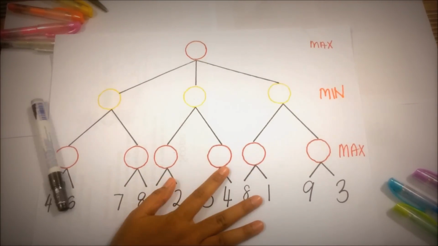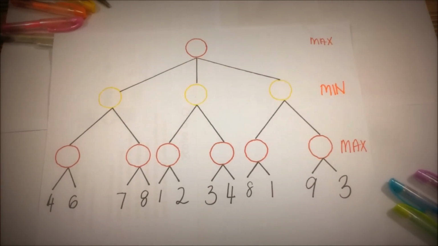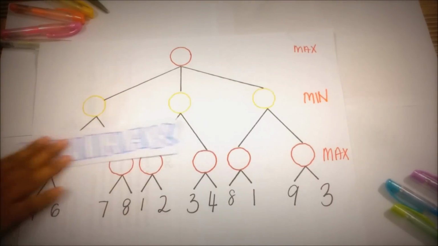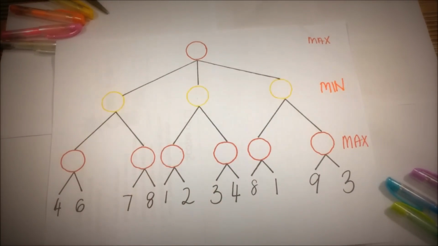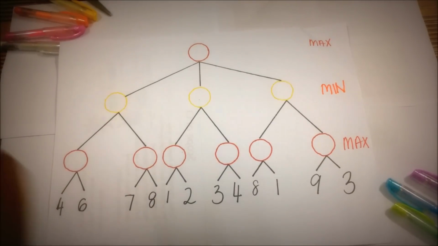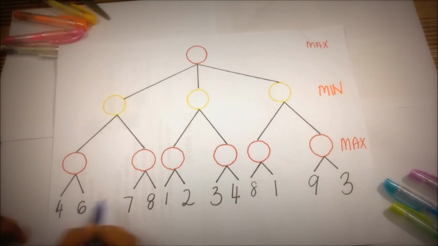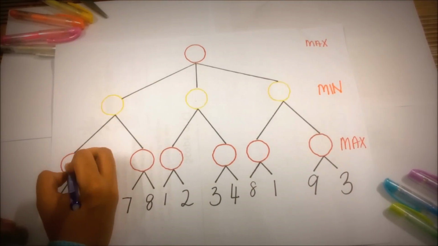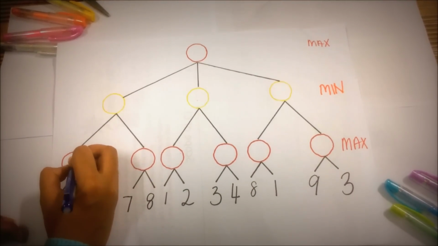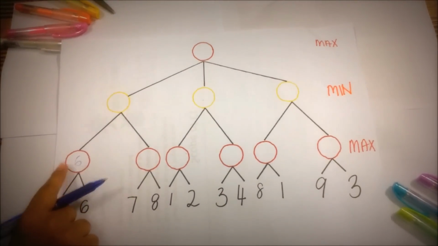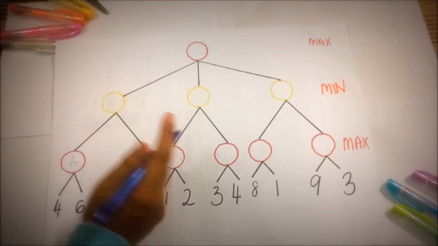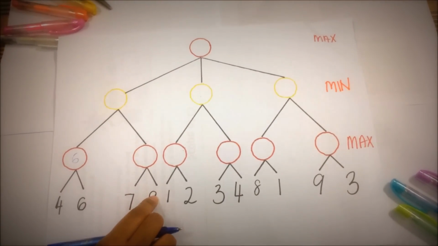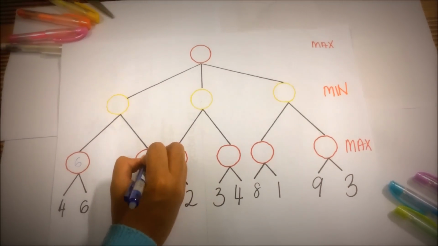Let's start with Minimax first. As we know, a maximum node will take the greater value among its children. For this case, we have 4 and 6. 6 is greater than 4, so we will take the value 6 to be the ancestor. Bear in mind, Minimax uses a depth first fashion. Next, we have 7 and 8. Since 8 is greater than 7, 8 will be the next ancestor.